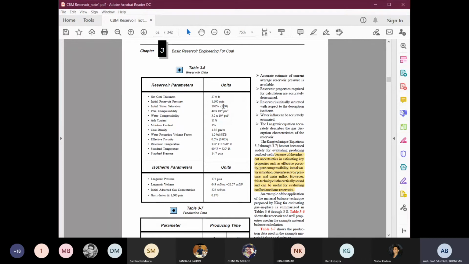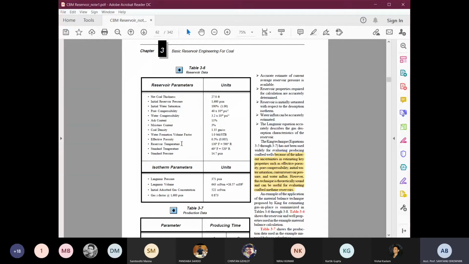Then you can see the water compressibility, pore compressibility, ash content, and the moisture content value. Now you must understand that this moisture content and the initial water saturation are two very different things. Don't mix up these two. Water saturation means the reservoir is saturated with water, whereas moisture content means that moisture is also going to be stored, and that moisture content is 3% already, the in situ moisture content.